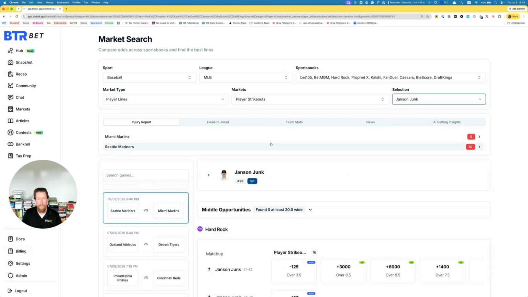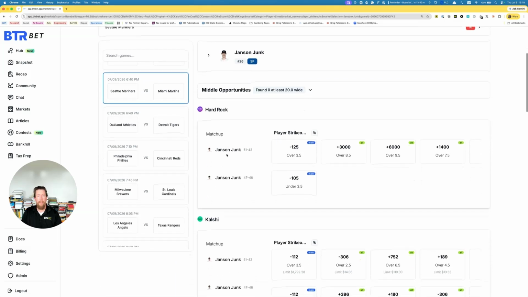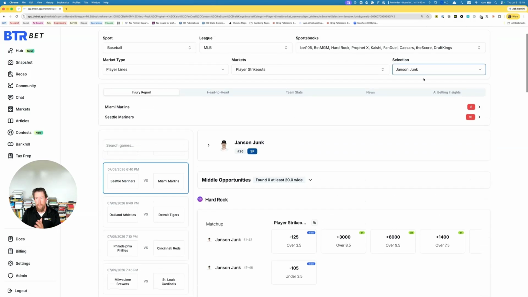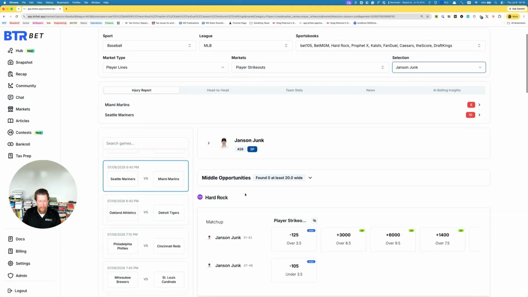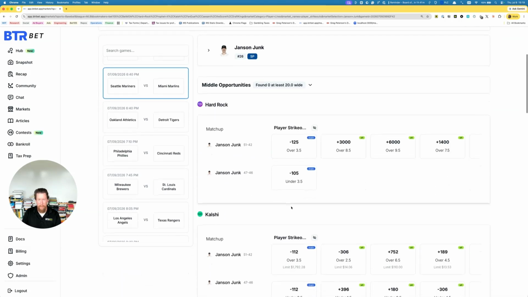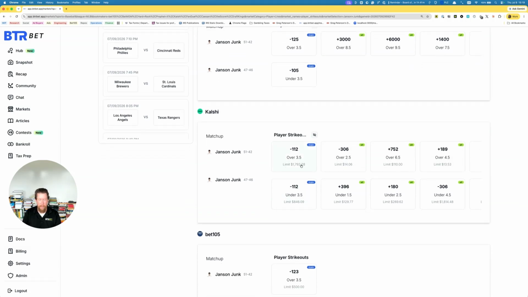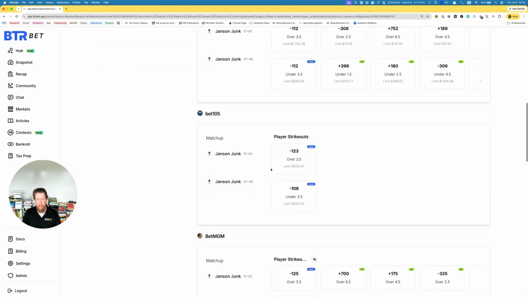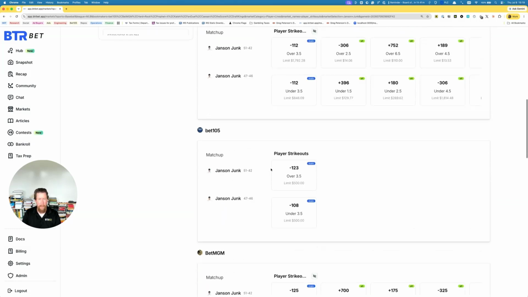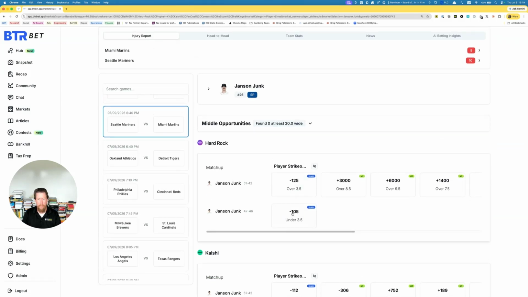So just real briefly, I picked my pitcher for this market, and when I look at it, all these books have his main line at 3.5 over under. You can see all the alt lines at all the places. You can see the liquidity in the market, where BtrBet can get it from. But I don't know which way to bet here.